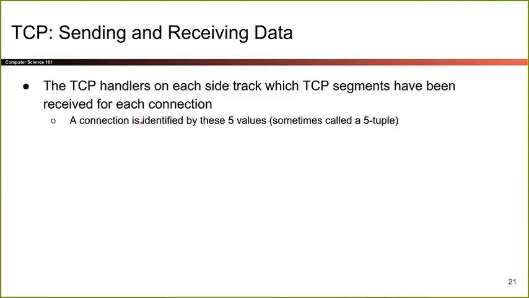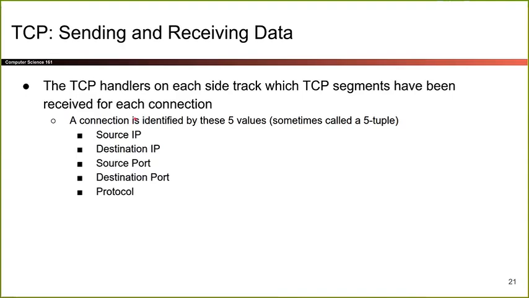And the way I identify a single connection is by 5 different unique values. So they are these 5 values. So for every connection, there are these 5 values. And if any of them are different, then you have a different connection. So the source and destination IPs, the source and destination ports, and the protocol. So this uniquely identifies a single application on my computer talking to a single application on a single server.